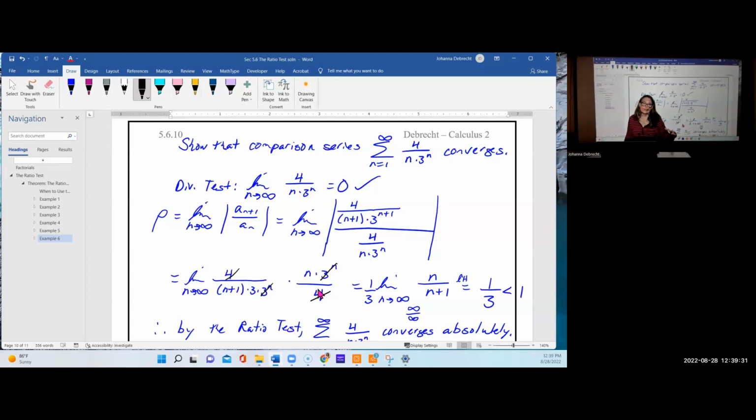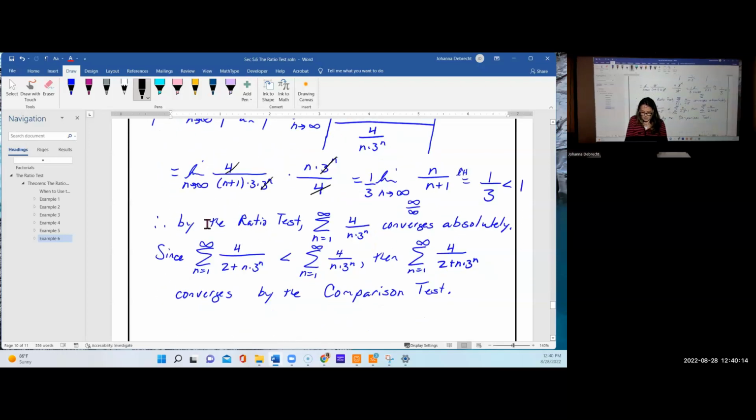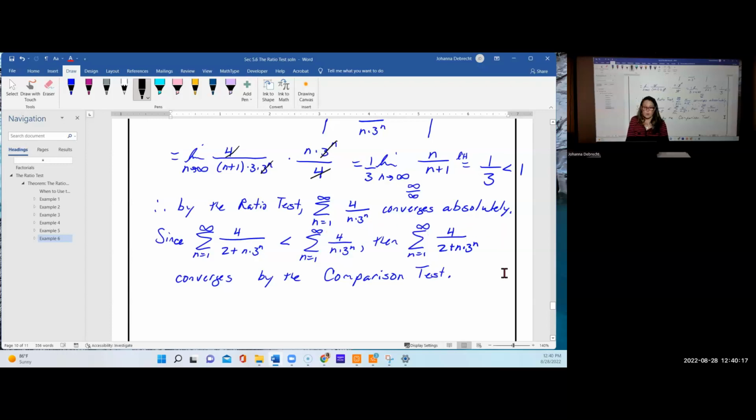Notice that it was important that we use the comparison series 4 over n times 3 to the n. If I had compared it to 1 over 3 times 3 to the n, the 4's would not have canceled. And if the 4's hadn't canceled, rho would have ended up 4/3, which wouldn't have proved it, right? So I need to make sure that I'm using the right comparison series. So in this case, what I found is that the value of rho is 1/3, which is less than 1, which means, of course, that we do have convergence.